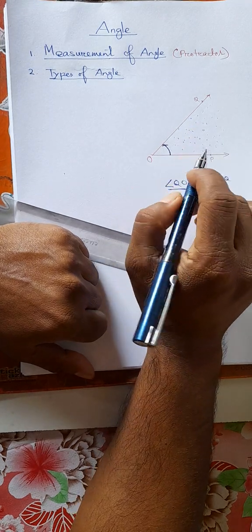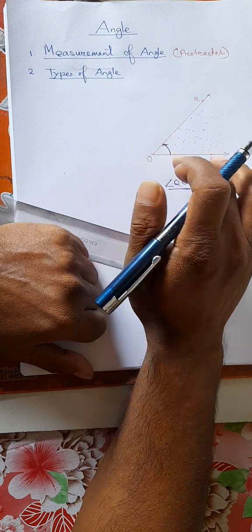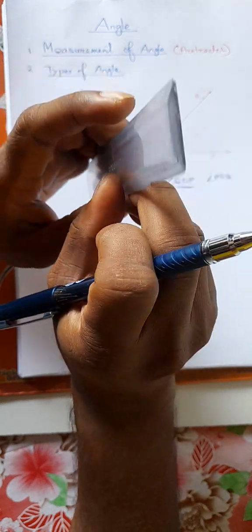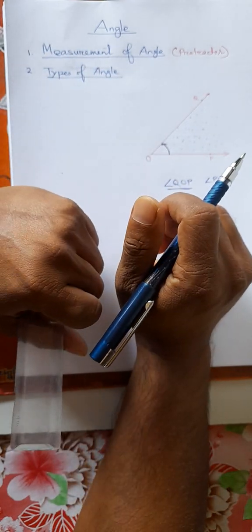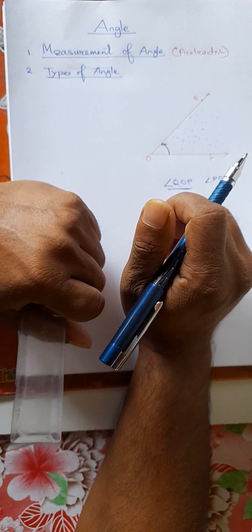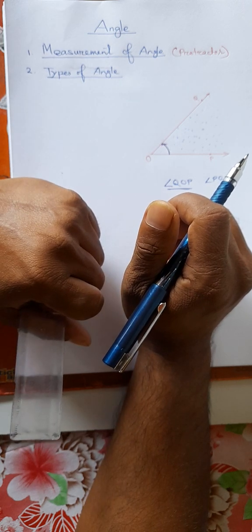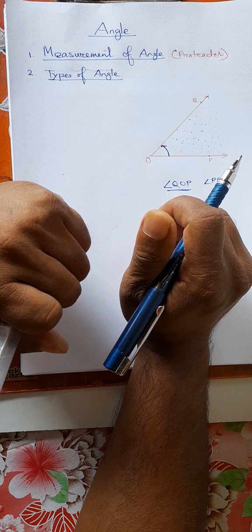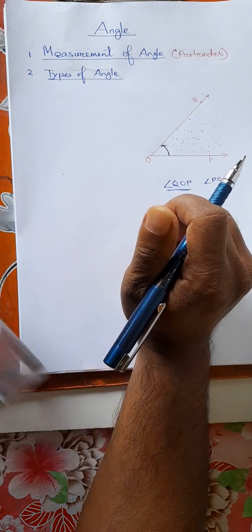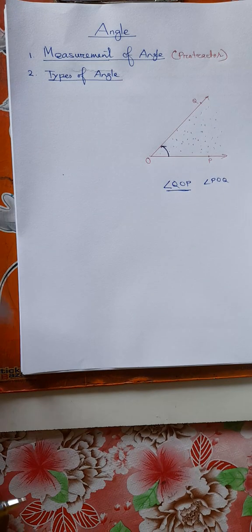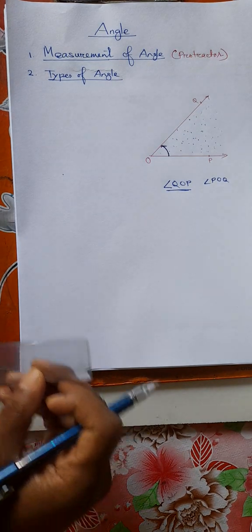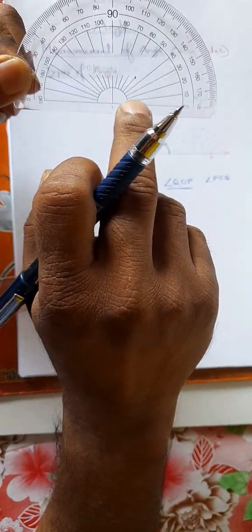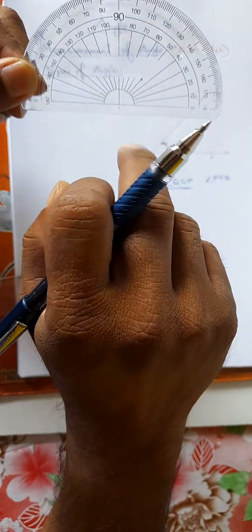Now how to measure this angle? Just like you measure a line segment with the help of a centimeter scale, or you have seen that tailors make measurements with the help of a meter scale, carpenters or masons use a meter scale for measuring length. Now how can you measure angles? Angle is measured with the help of this instrument. This is called a protractor. With the help of this you can measure angles.